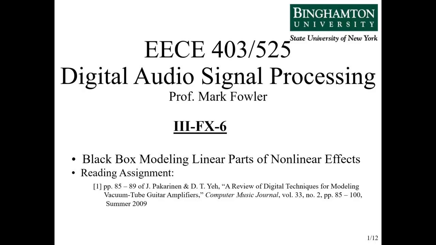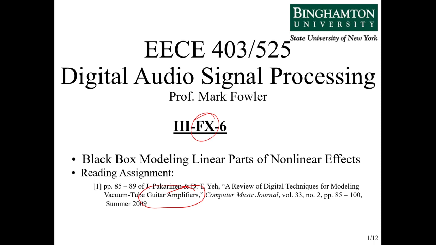Okay, welcome to note set 6 in our third unit on effects in our digital audio signal processing course. I say effects, but we're talking about amps as well. And so that's what we're going to be focusing on here, guitar amplifiers, although the ideas we're going to talk about in this note set are applicable to effects as well.